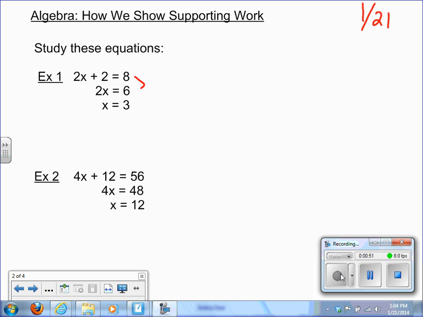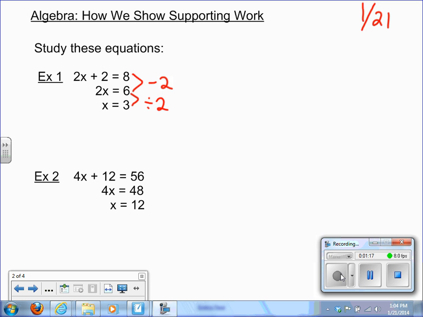Now, what happens here from 8 to 6? What happened in the problem, Jana? You subtracted 2. Take away 2. Okay, go ahead and write that down. All right. Then, from 6 to 3, what happens? We had 2x equals 6, and now x equals 3. Caleb? Dividing by 2. Okay? Good.